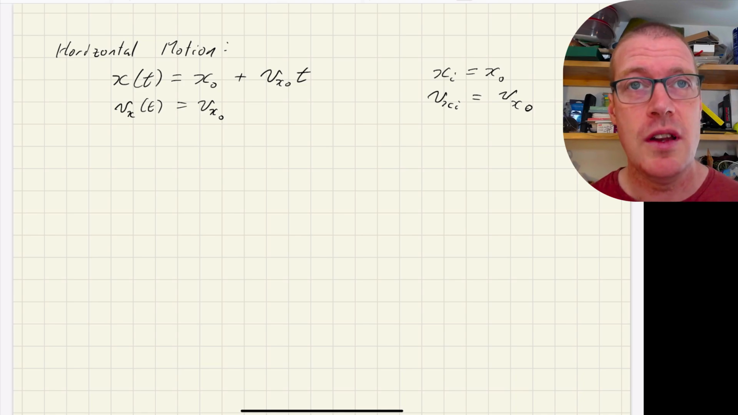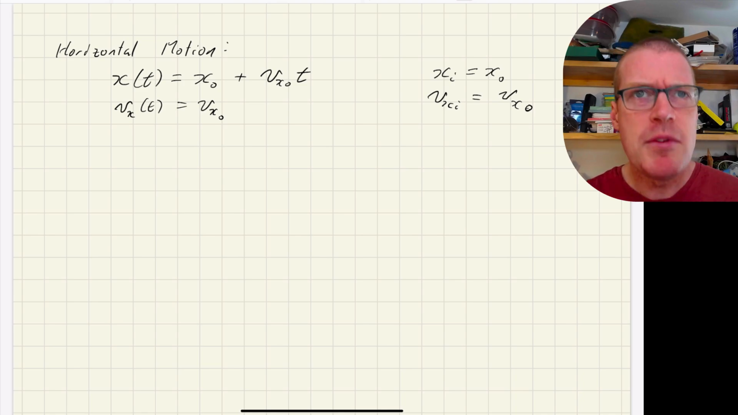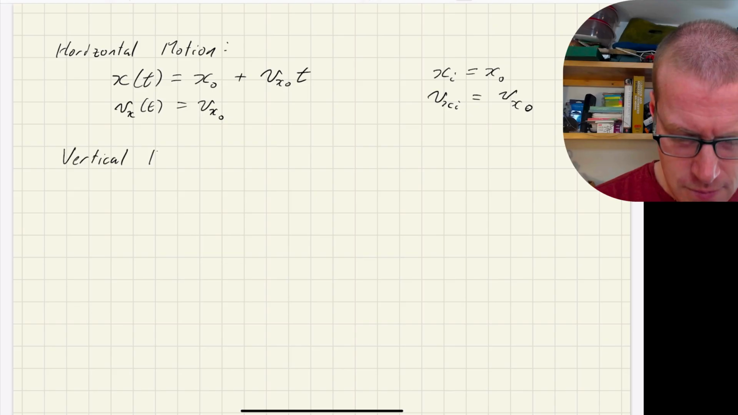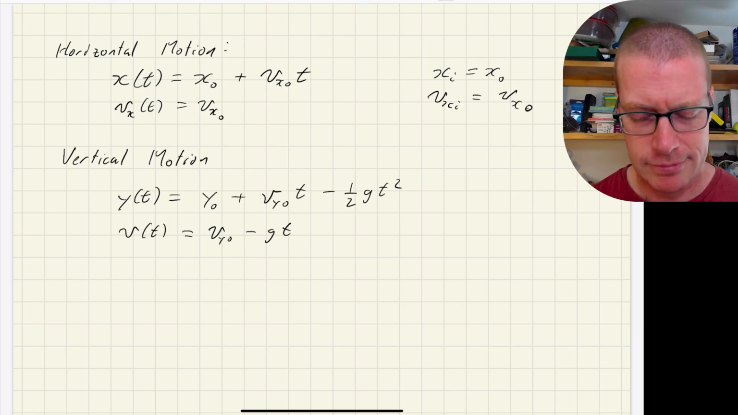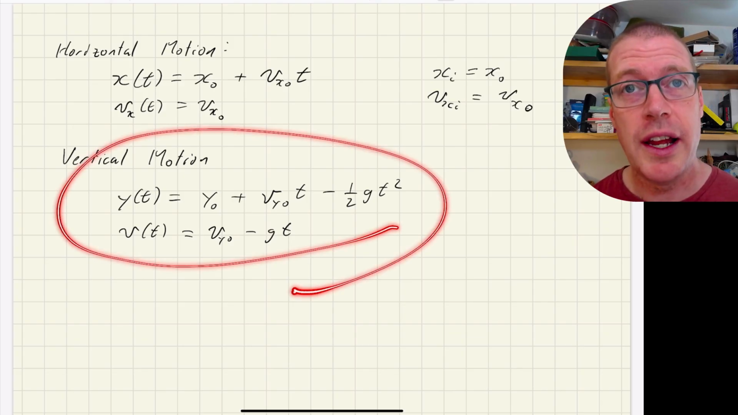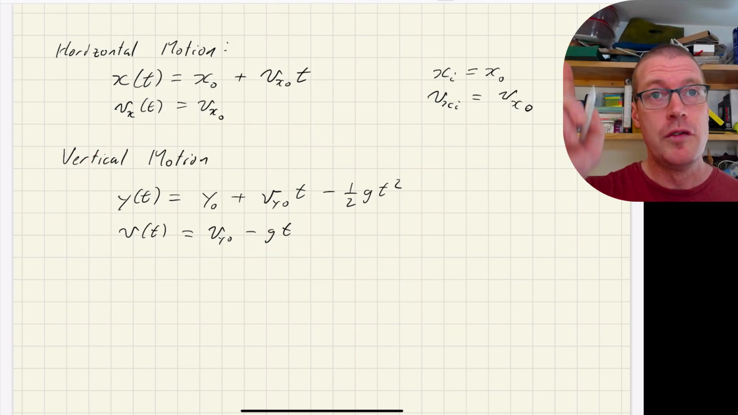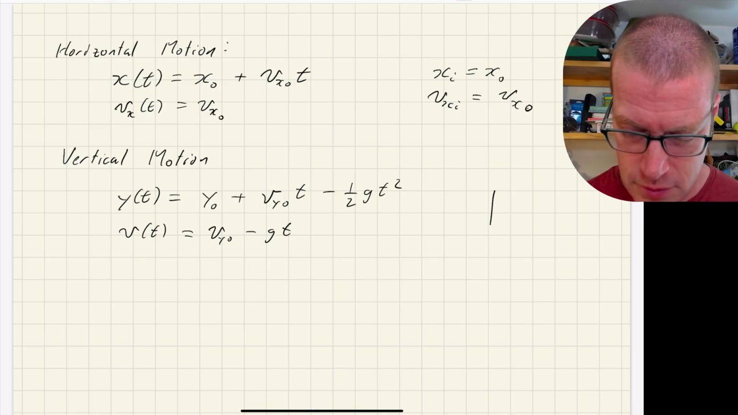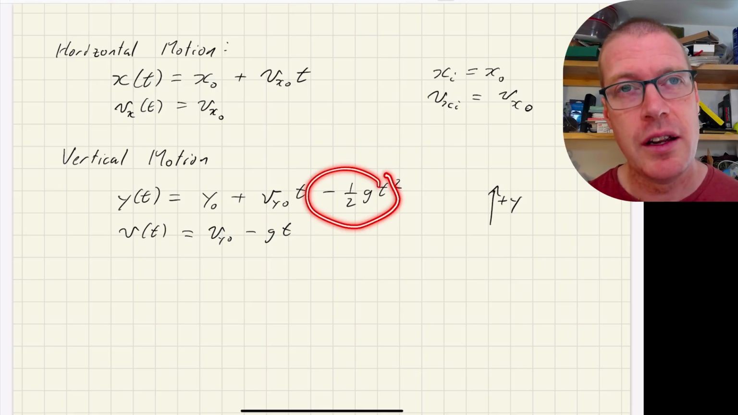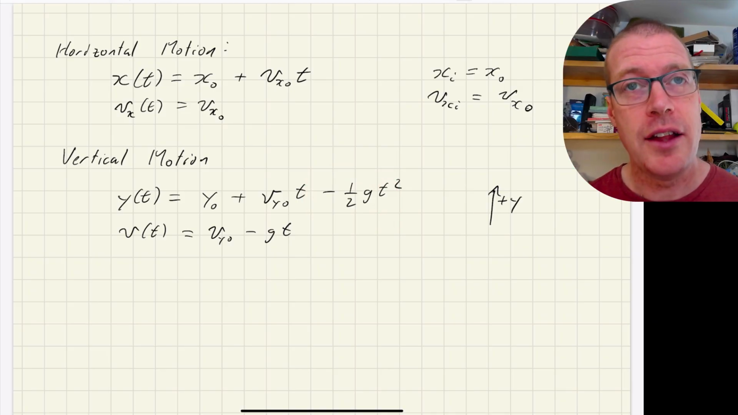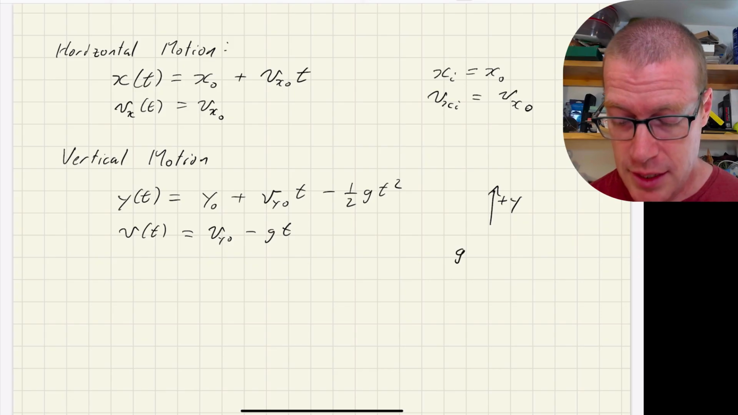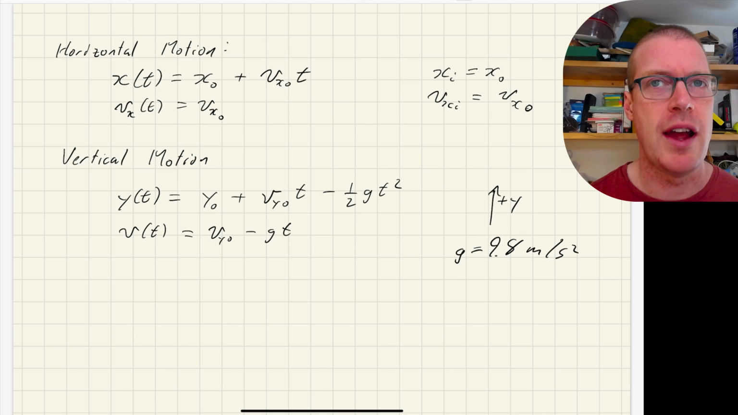The vertical motion is motion with constant acceleration, the same as when you just drop a rock off a bridge. These are what the equations will look like if I take the vertical direction to be positive y. So gravity here is a force acting downwards. And as we've already discussed, g equals 9.8 meters per second squared. It's the acceleration due to gravity. Okay, so this is the model.